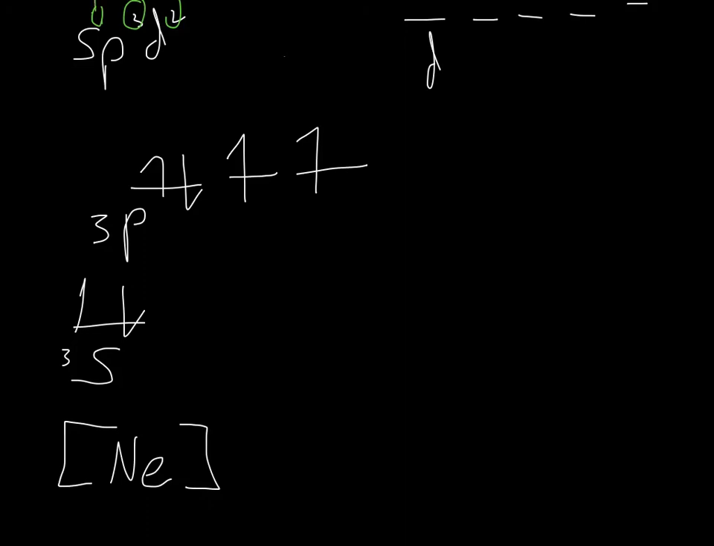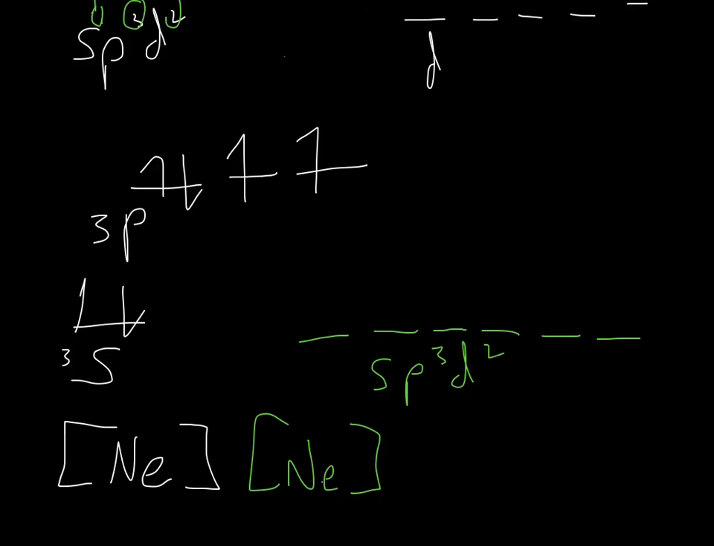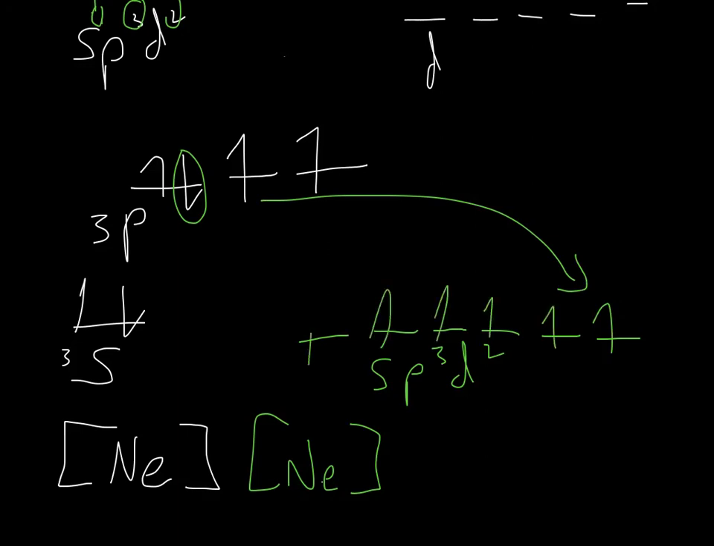Or you can draw it out like this: neon, and then the 3s, the 3p, and the 2d. Let's get your sp3d2 hybridization. So one of those is going to move over to the empty d. Boom, boom, boom, boom, boom. 6 bonding spots. That's why you get molecules like sulfur hexafluoride. And there you go. That is hybridization for you.